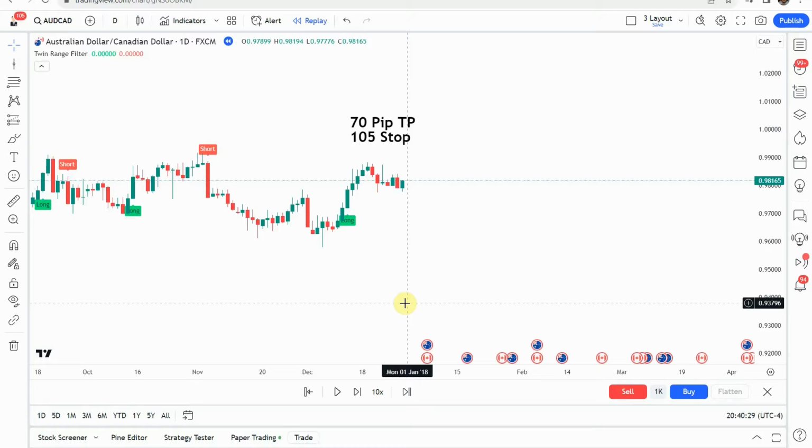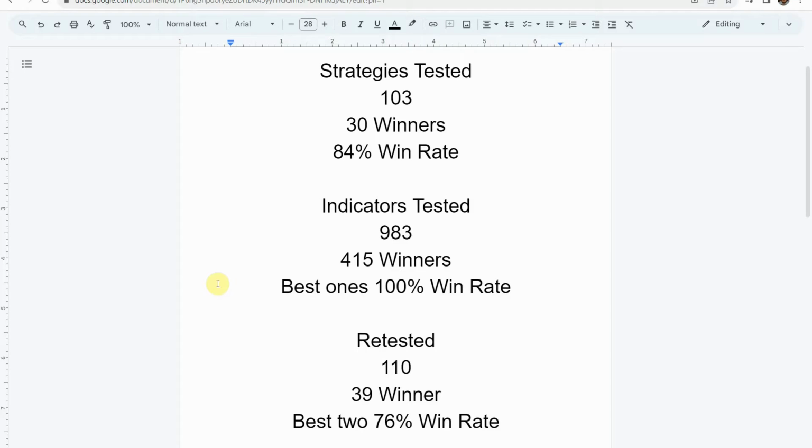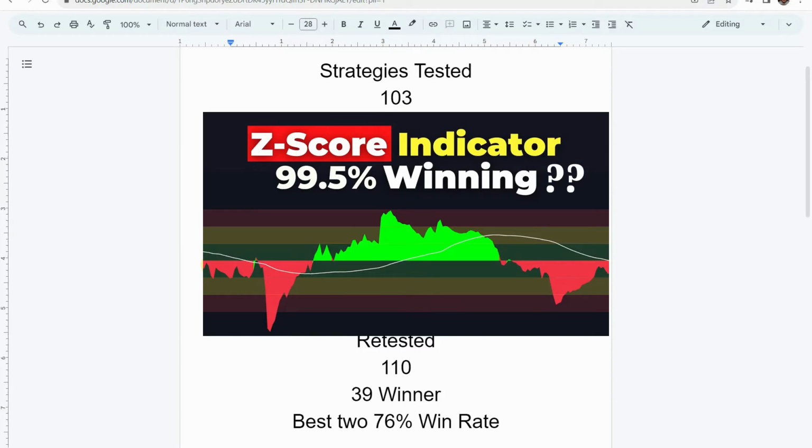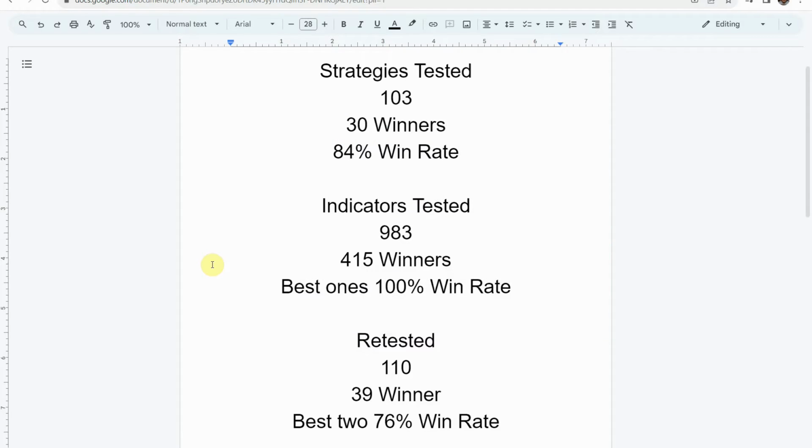Alright, as I said, today we will be testing the twin range filter indicator. Before we do though, I wanted to put the testing scoreboard up for everyone to see. So to date, we have tested a total of 103 different strategies, with 30 of them being winners. The best one so far was able to achieve an 84% win rate. That is the Academy of Forex indicator with the Z-score probability indicator. I will put a thumbnail of that video up on screen right now, and I will also link to it at the end of this video with that same thumbnail. That way you can go straight there and watch that video on the best strategy that we have tested so far.